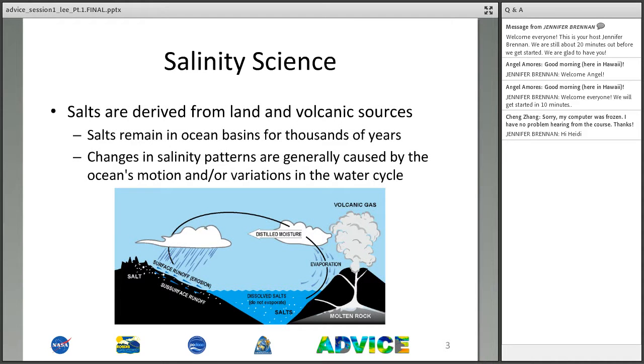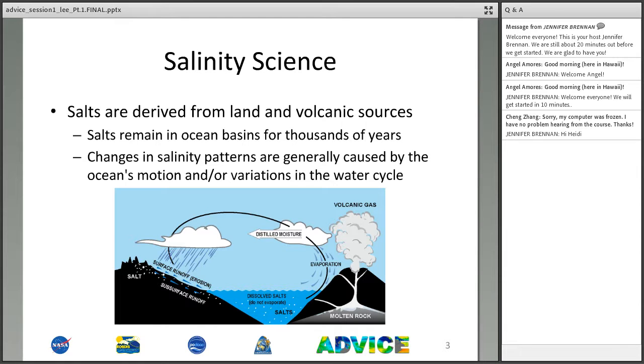Now, where do salts come from? Salts in the ocean are mostly coming from land and volcanic sources, and they are washed down into the ocean or got dumped into the ocean and stay there for a long time, typically thousands of years.